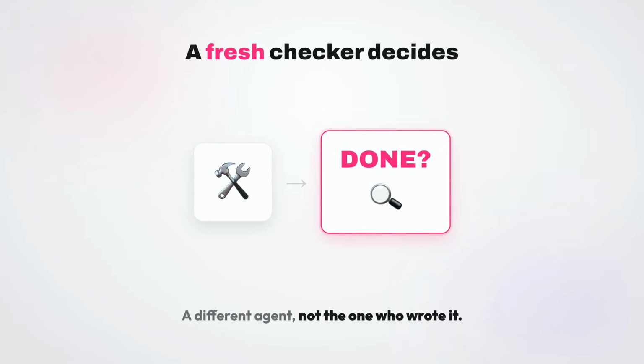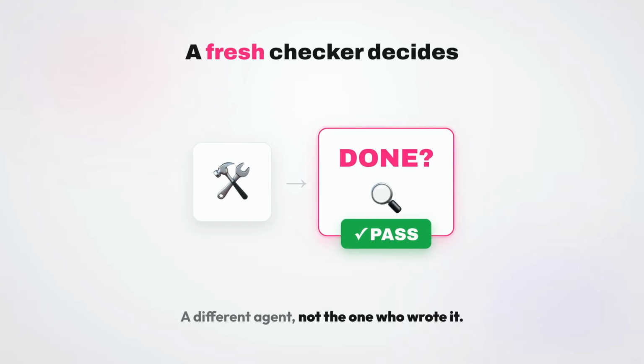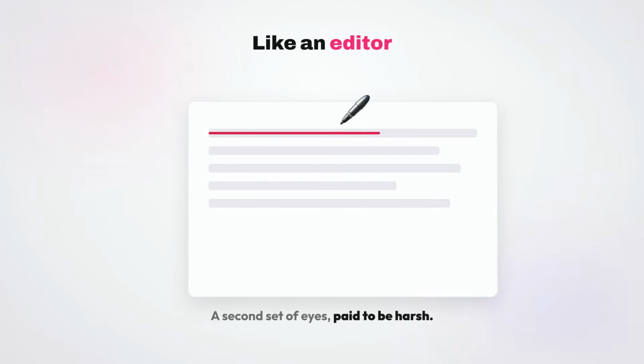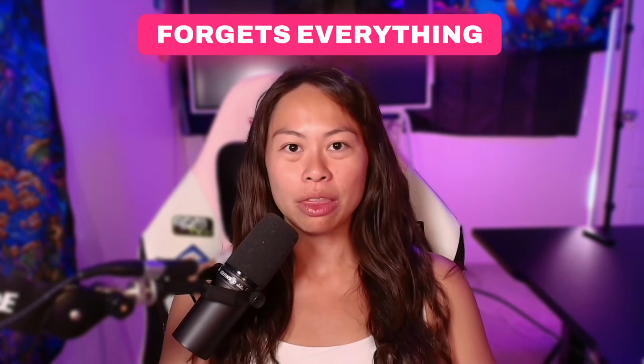This is how the run until done feature works under the hood. A fresh agent, not the one who wrote the code, decides if the work is truly finished. It's like an editor. The writer is too in love with their own words to catch their mistakes. A second set of eyes, paid to be harsh, catches what the first one talked itself into. Now you've got all 5 parts of loop engineering, but the loop forgets everything the moment a run ends. The last part is the one piece holding it all together.